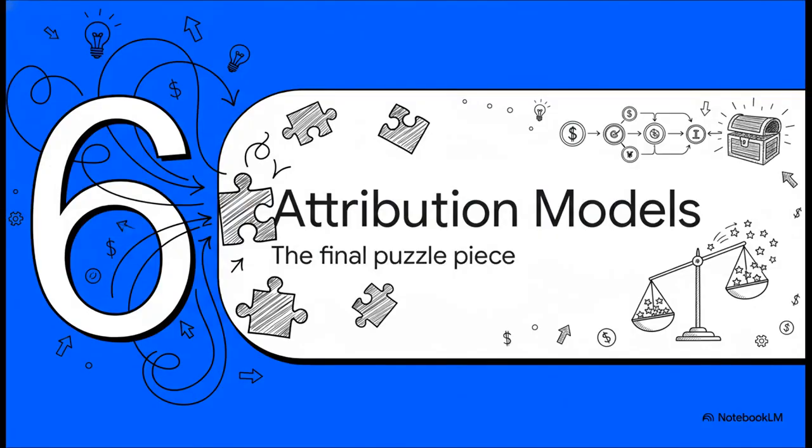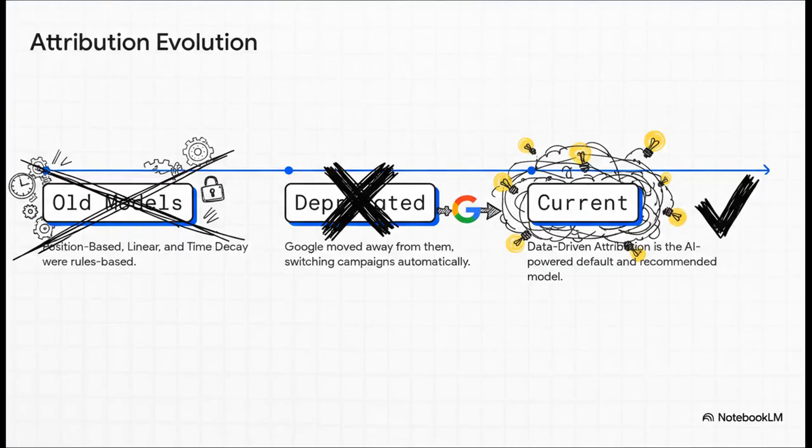And that brings us perfectly to the final piece of this whole puzzle, your attribution model. This little setting is what decides how credit for a single sale gets shared among all the different ads a customer might have seen along the way. If you get this wrong, you could be starving your best campaigns of the credit they actually deserve. Now, you might remember old models like position-based or time decay. Well, they're all history now. Google has basically sunset all of these older rules-based models. Why? To focus everything on its AI-powered solution, which is now the default for a very, very good reason.